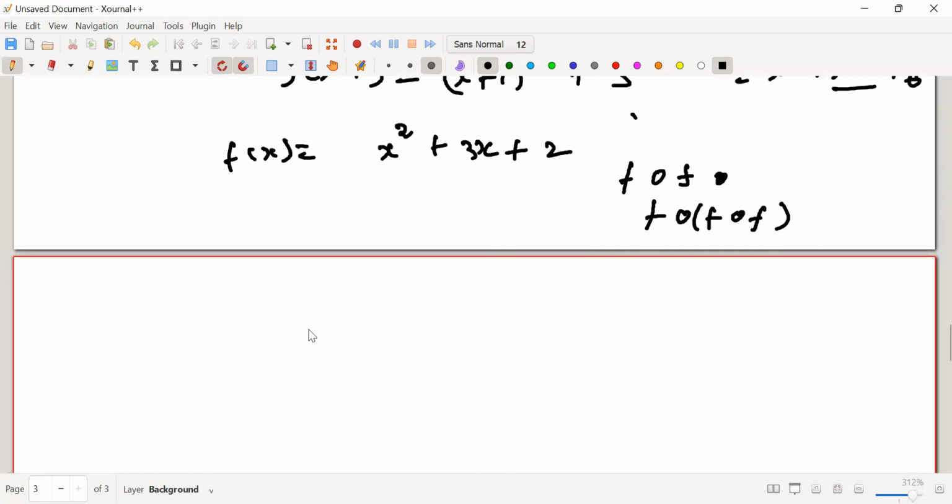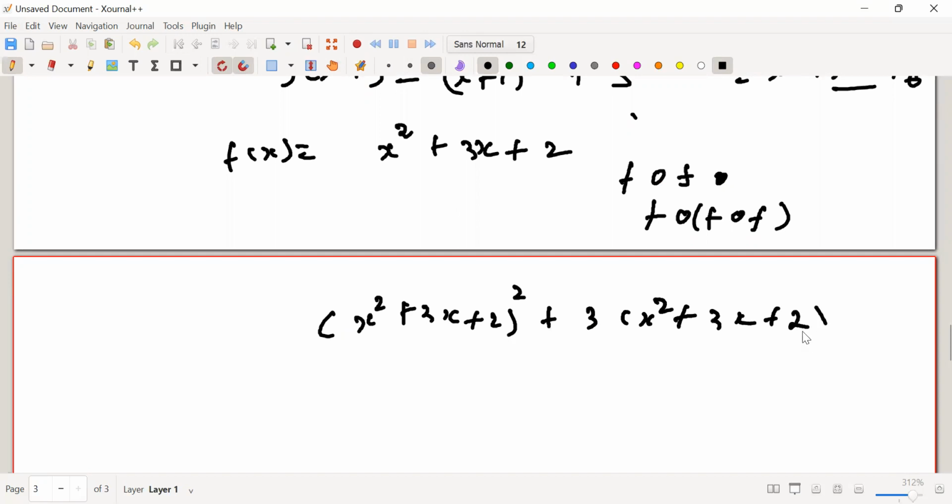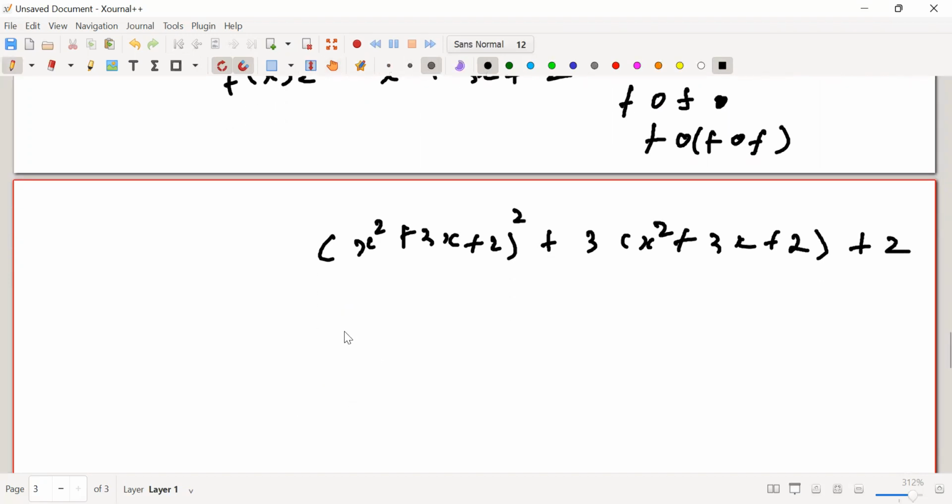Sir. f of x வந்து x square plus 3x plus 2 the whole square, plus 3 into 3x square plus 3x into 2 plus 2 into plus 2. ஆ இது ஆன்சரா? ஆன்சர் இல்ல, எக்ஸ்பேண்ட் பண்ணுப்பா. Oh, expand sir.